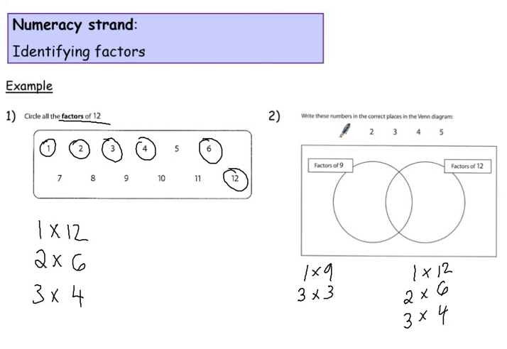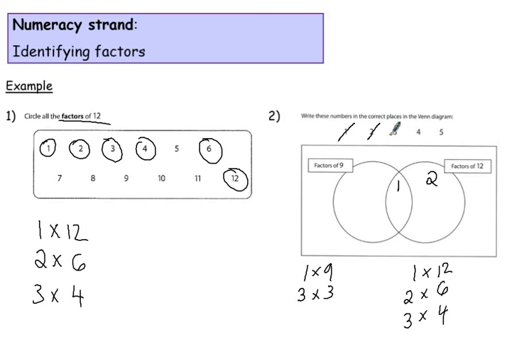Now let's use these numbers at the top. So we have the number 1, and you can see the number 1 is a factor of 9, but it's also a factor of 12. So the number 1 would go in the middle. Now once you've marked it in, it's a good idea, I think, to cross it off so you don't use it again. The next number is 2. 2 is not a factor of 9, but it is a factor of 12. So it'll go in this circle where the factors of 12 are. And cross it off again.